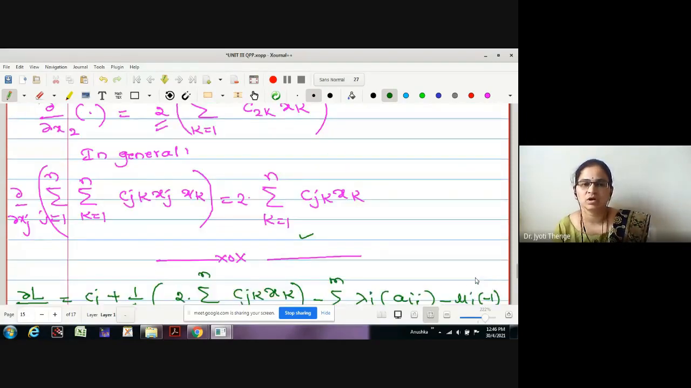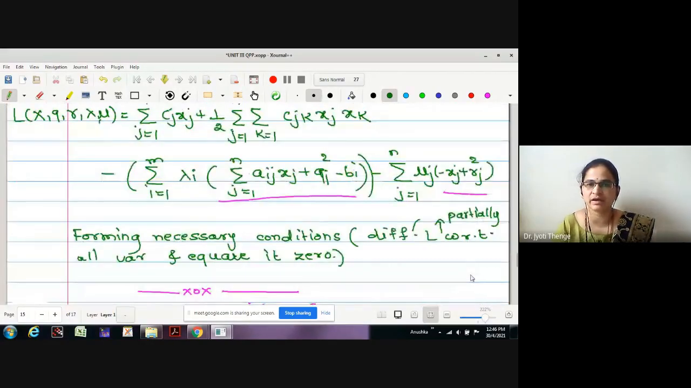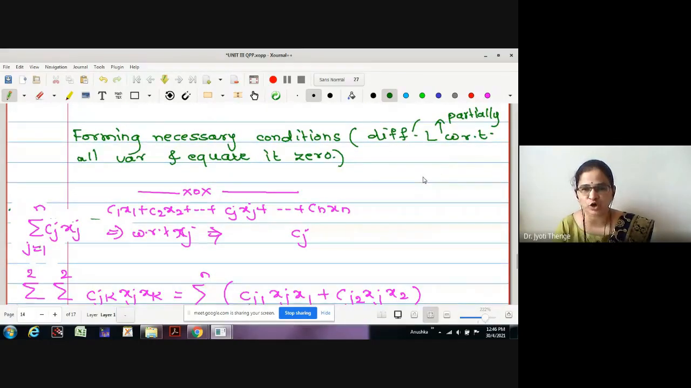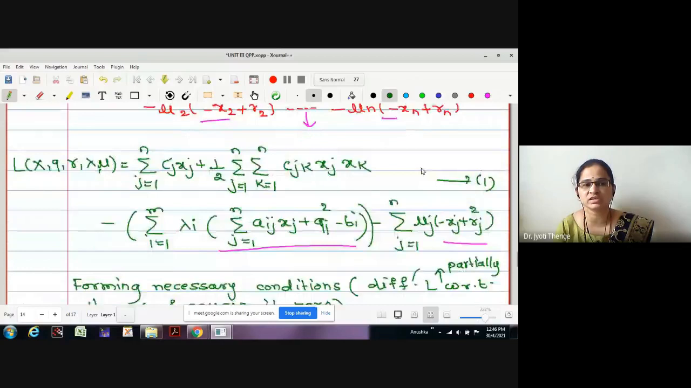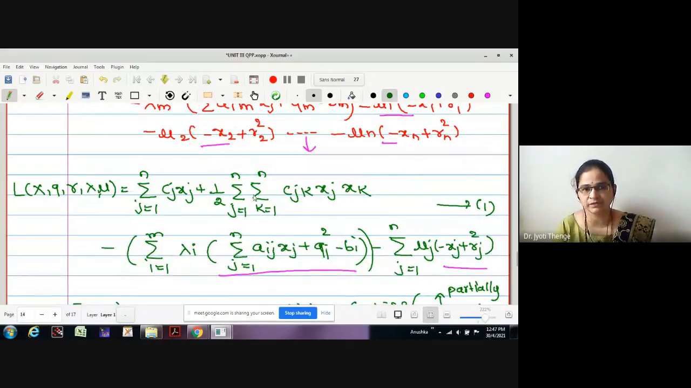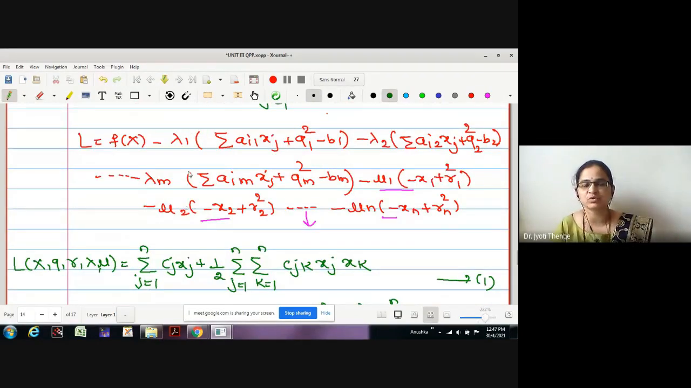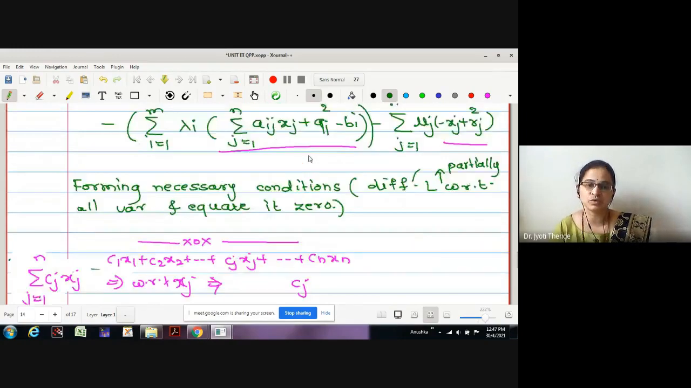Equation number 1 I will call the Lagrangian function. Now we have completed one job: we have differentiated with respect to the original variable xj. Now let me differentiate with respect to the Lagrange parameters. If we differentiate with respect to lambda i, what will happen? This gives you the ith constraint. If I differentiate with respect to lambda 1, the first bracket will be there and all the rest will give 0. Therefore, in general, differentiating with respect to lambda i gives the ith original constraint.